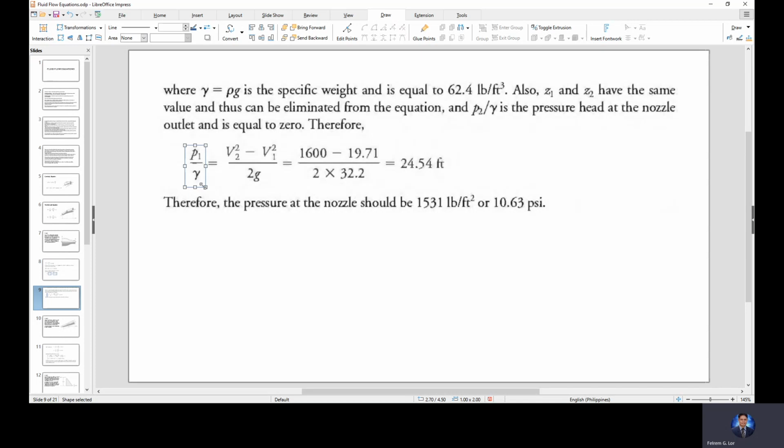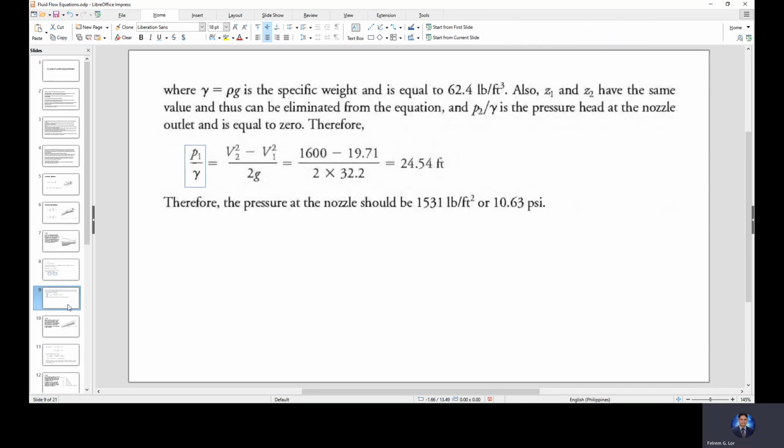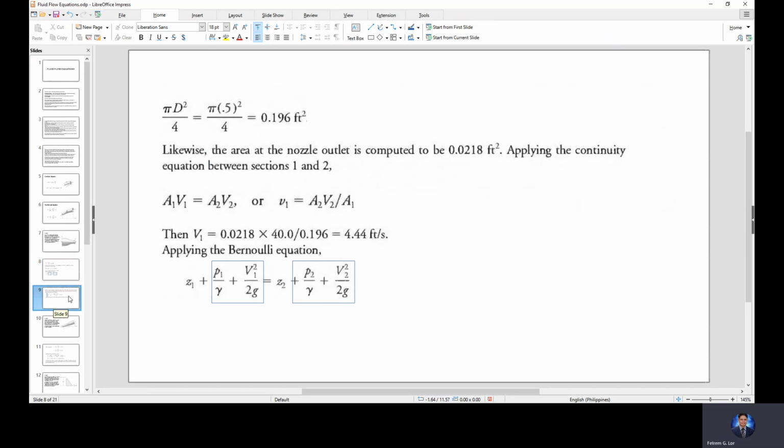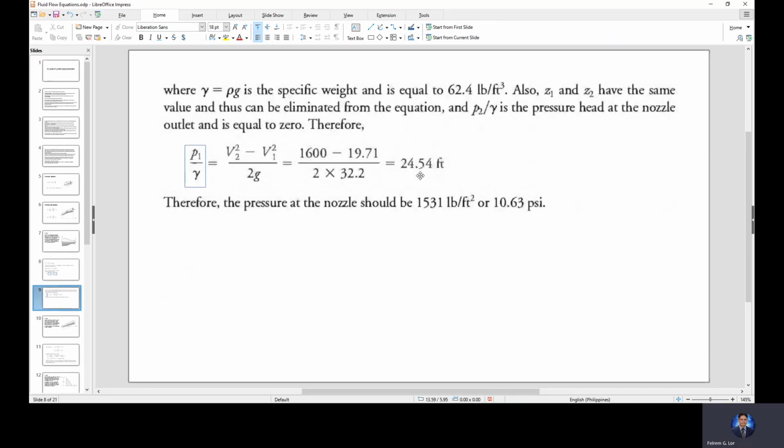So we can solve for pressure head by rearranging this equation. Since it is a head, the pressure head is 24.54. If we're going to solve for the pressure, we'll just multiply the pressure head by its unit weight. So we multiply 24.54 times 62.4. So the pressure is equal to 1531 psi.